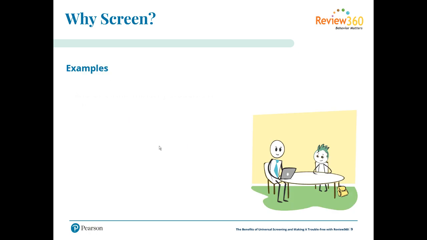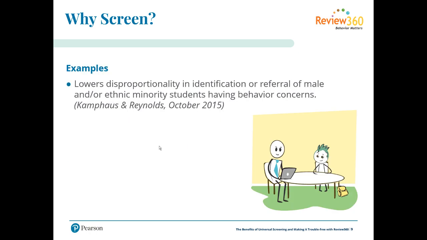Why else should we screen? Here's some examples. Campus and Reynolds in October of 2015, we're talking about lower disproportionality in identification, or the referral of male or certain minority groups for behavior concerns. So we're trying to see those things early, and that way we don't have some of these subgroups that are coming up all the time as having what people consider behavior concerns.